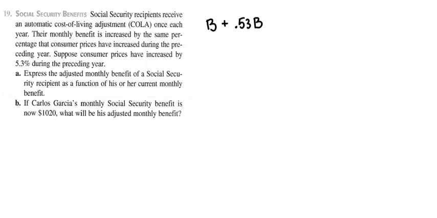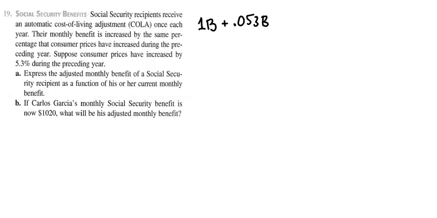benefit. And they're going to, I made a mistake here. 5.3% is not 0.53, that's 53%. So I should have written 0.053 times B. That is 5.3%. So B plus 0.053B. And remember that we assume that if there's nothing in front of the B, it's a 1 there. And what we would normally do with this is we're going to factor out the B.